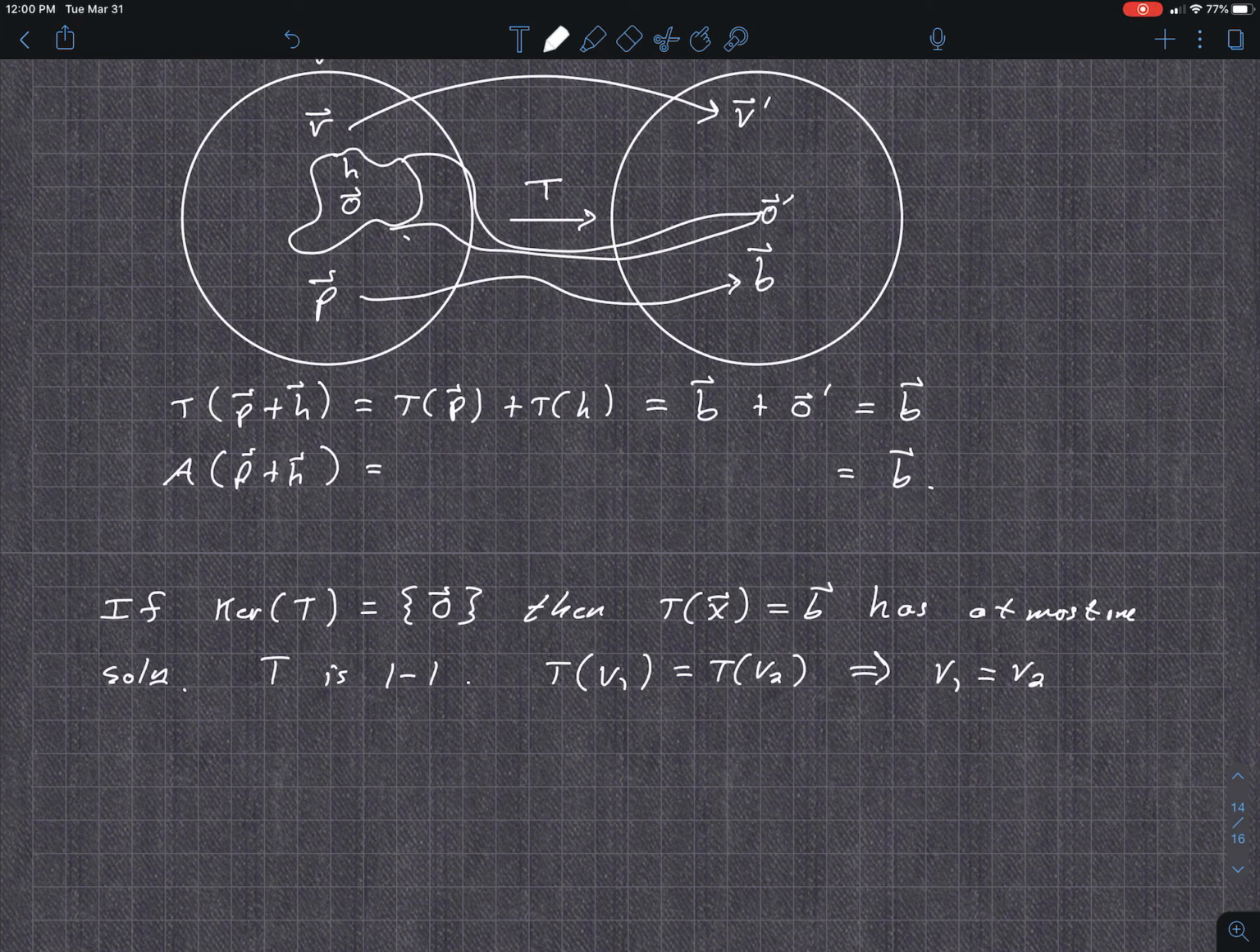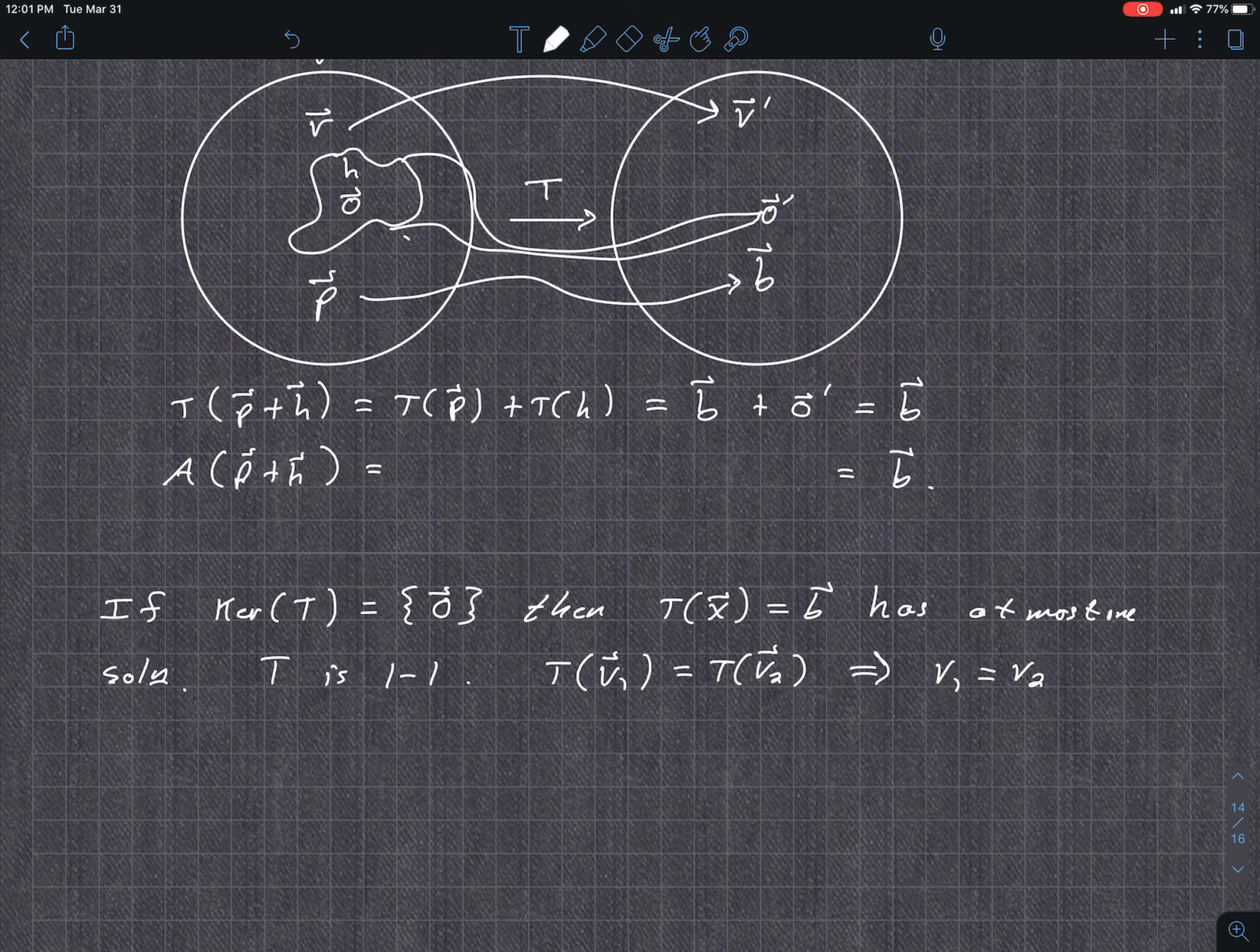So you don't have two different values, V1 and V2, mapping to the same thing. Or I'm sorry, it implies they're equal. So it's not like x squared. So if you have something like x squared, which is not linear, by the way, but then you put in 2 and negative 2, it maps to the same value. But they're different. So for it to be one-to-one, they have to be the same.